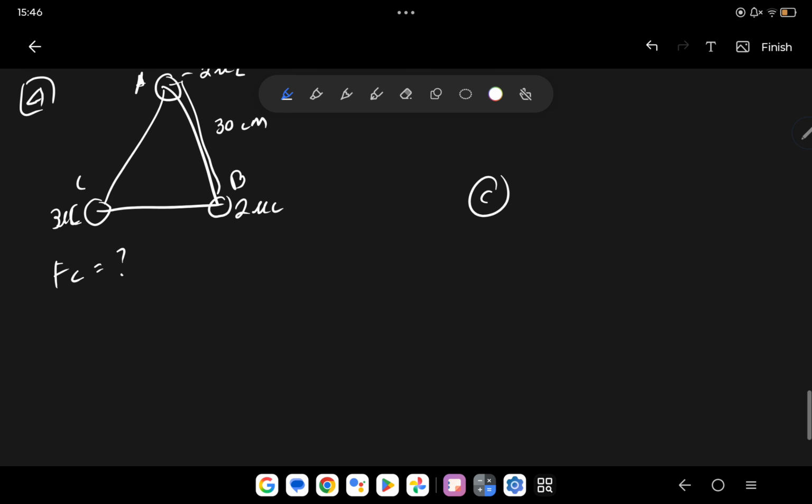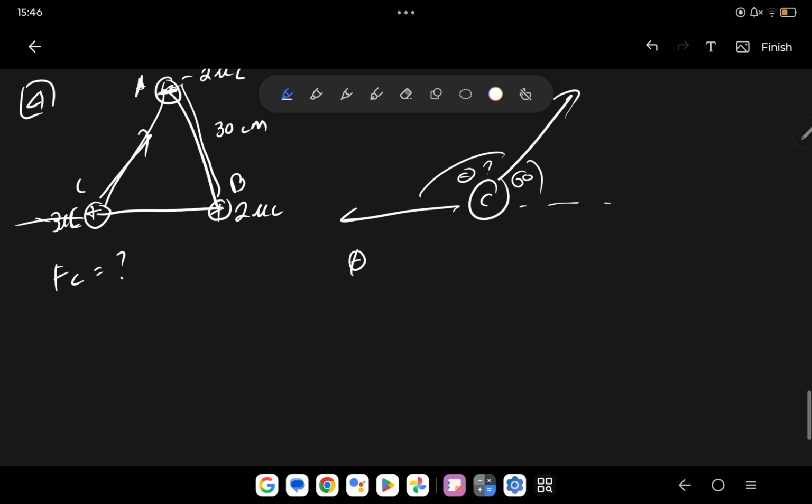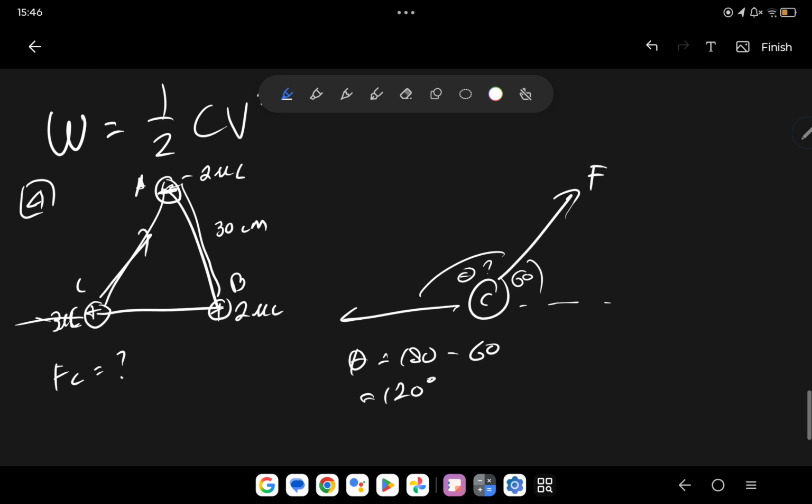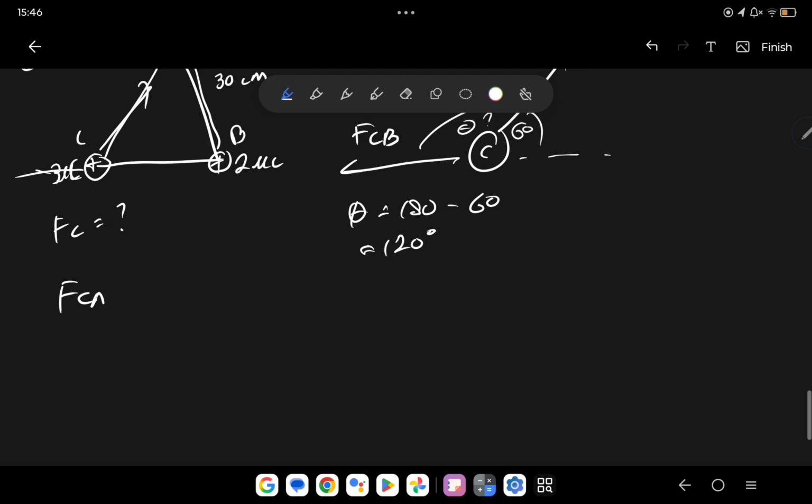Let's draw it. This is C, and this is negative. This is negative, this is positive, this is positive. So negative will pull it, and positive will push it. What is this angle equal to? Well, you know that this is 60, so theta will equal 180 minus 60, which is 120. Let's just keep that in mind. And this is FCA, this is FCB.